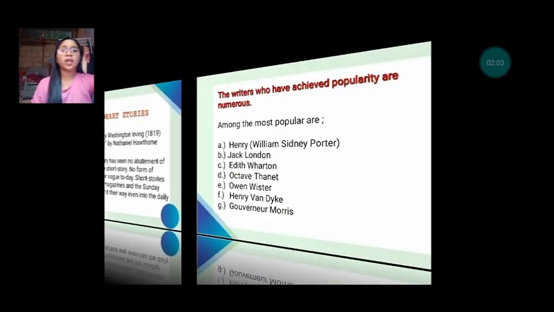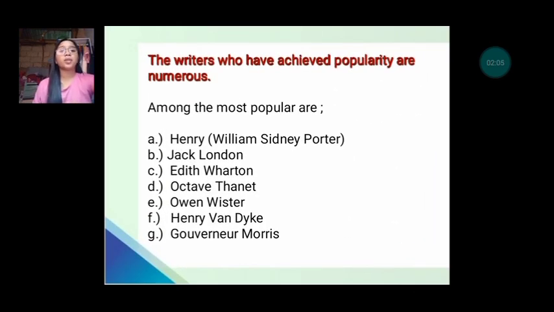Okay. So I have here writers, the most popular that Henry William Sidney Porter, si Jack London, si Edith Wharton, Octave Thanet, si Owen Wister, Henry Van Dyke, si Gouverneur Morris. So kani sila during at that time during sa 20th century nakaproduce pud sila og mga stories within sa nagkadaghan ang lang short stories during sa kanang pagkahitabuan ng kanang pagproduce. Okay? Mostly ang ilaha is all about kanang short story jud pod.